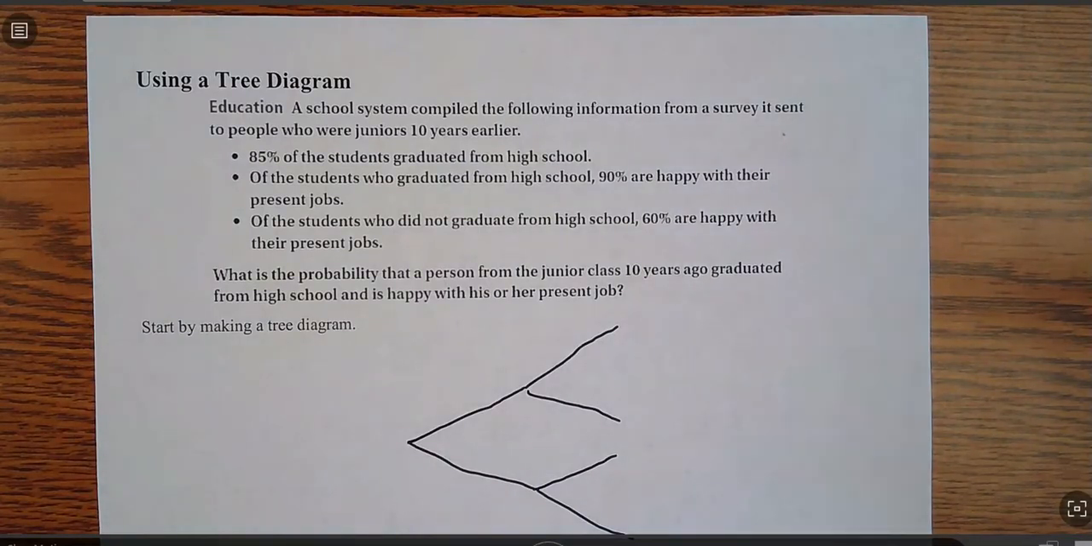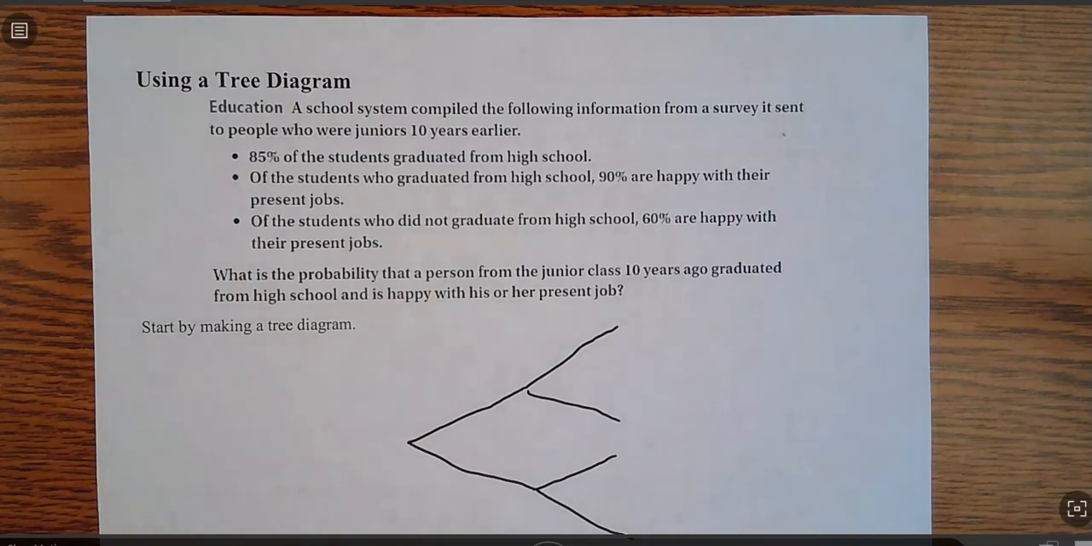So if I just read these questions to you, it might seem like it's going to be really hard to answer that. But if you use a tree diagram, it gets kind of easy. So a school system compiled the following information from a survey it sent out to people who were juniors 10 years earlier. So 10 years ago, they were juniors.